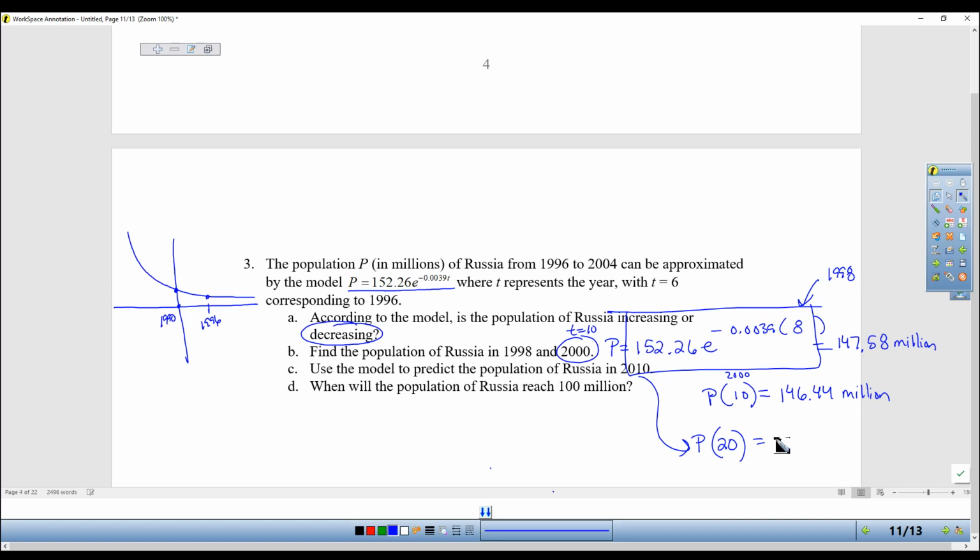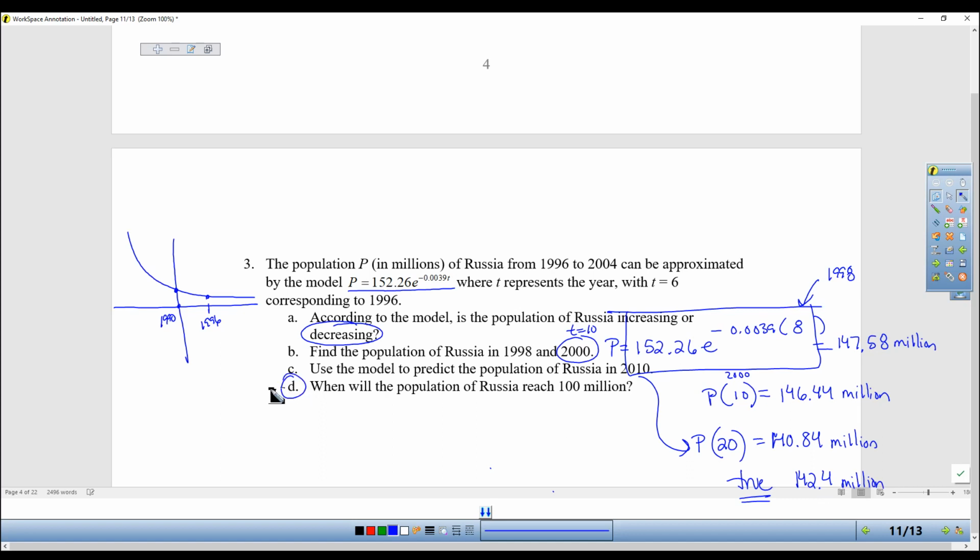By the way, this answer comes out to be 140.84 million people, which is so interesting because the true value, this was a model that was supposed to predict it, but the true value actually was 142.4 million. So the model was very, very close.